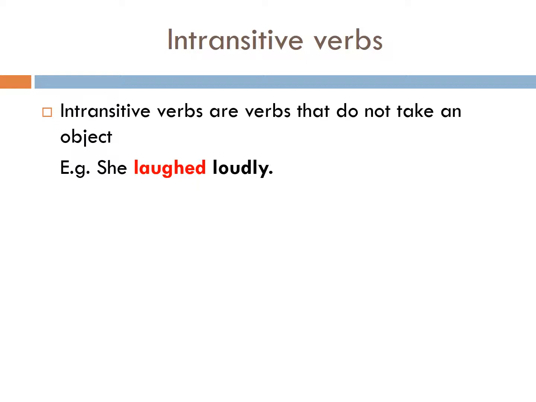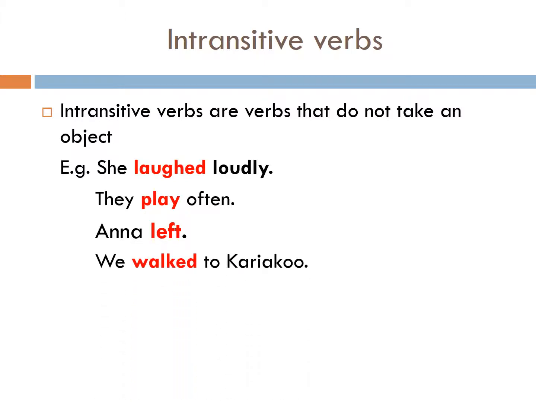Examples: she laughed loudly. So laughed is an intransitive verb because after it there isn't an object. They play often. Now play is an intransitive verb because after it there isn't any object. Anna left. Now left is an intransitive verb. We walked to Kariako. Now walked is an intransitive verb because after it there isn't any object.